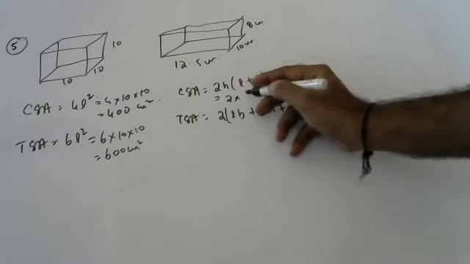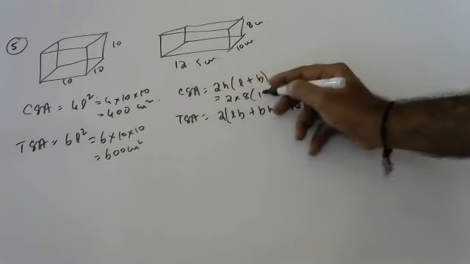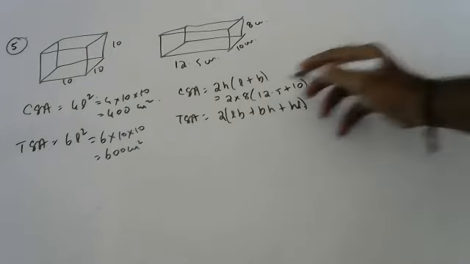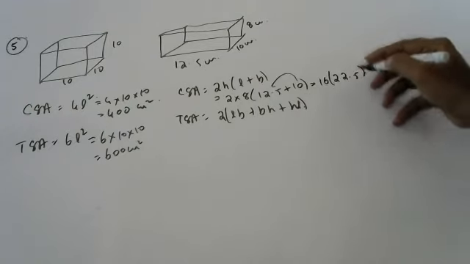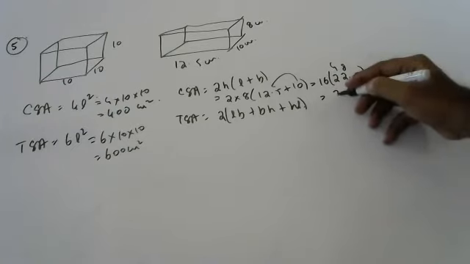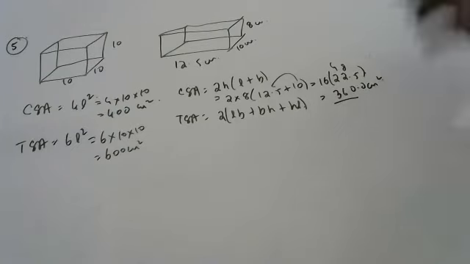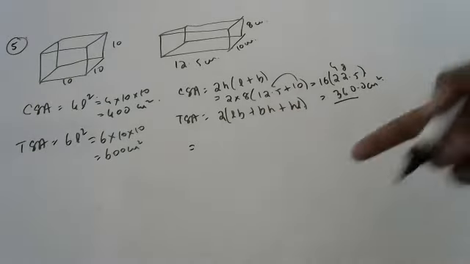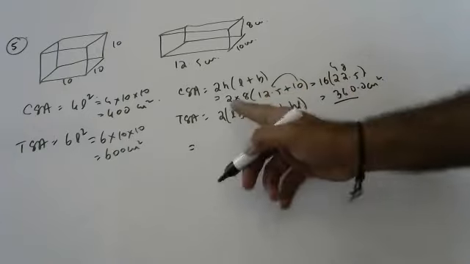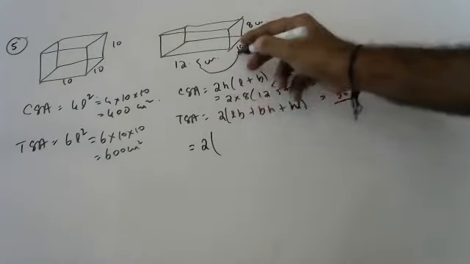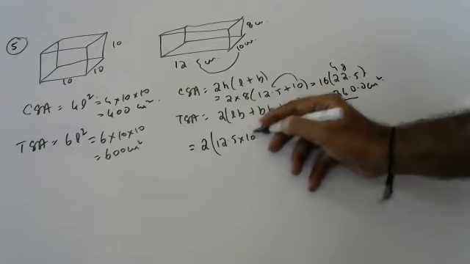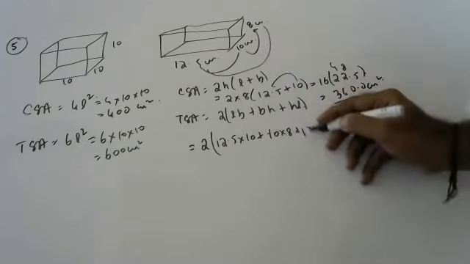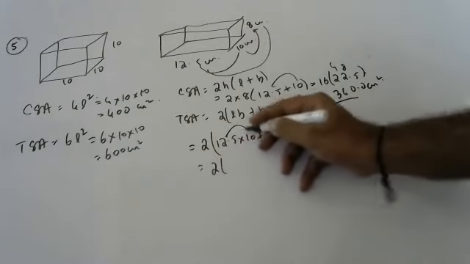Yes, sir. 2 into 8, L is equal to 12.5 plus 10. For TSA, 360 centimeters square. Okay. Tanmay, can you tell the substitution? Tanmay, tell the substitution: 2 into 12.5 into 10 plus 10 into 8 plus 8 into 12.5.